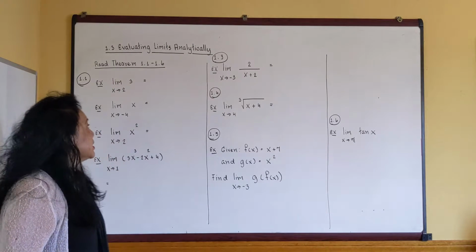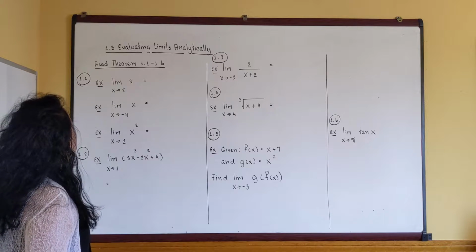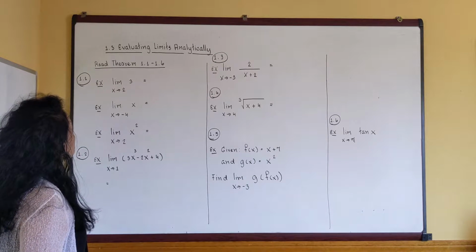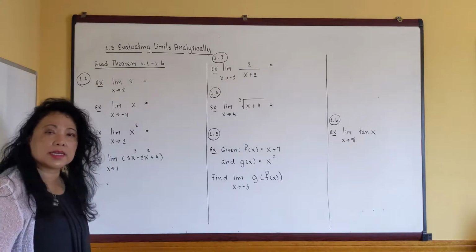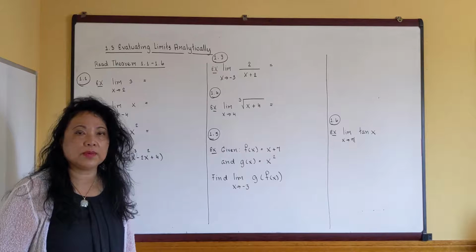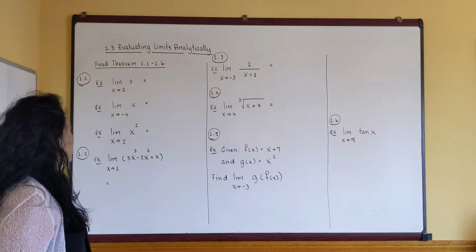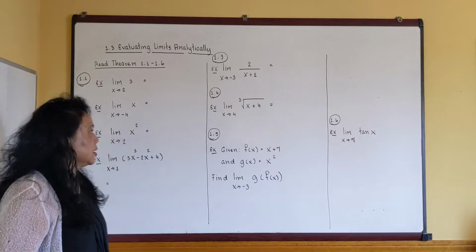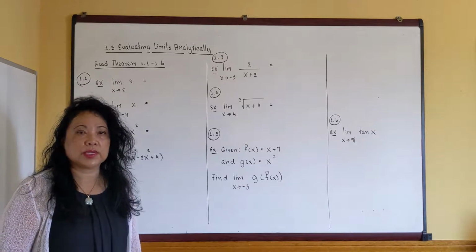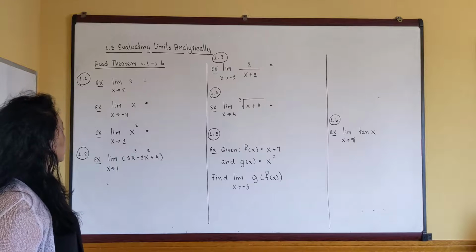Continue our section 1.3, evaluating limits analytically. In section 1.3 we have theorems 1.1 to 1.9. Instead of writing out the theorems, I'm just going to explain which theorem means what.